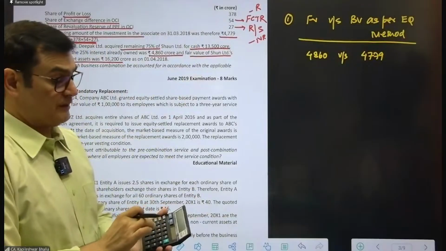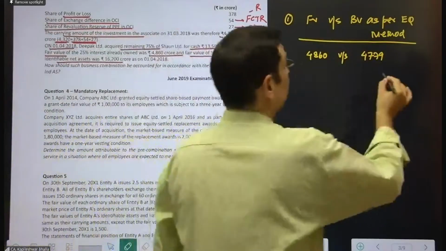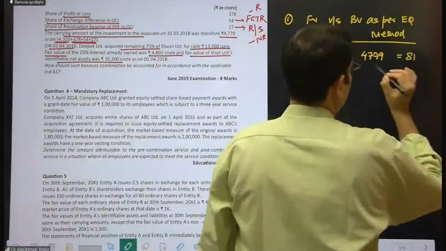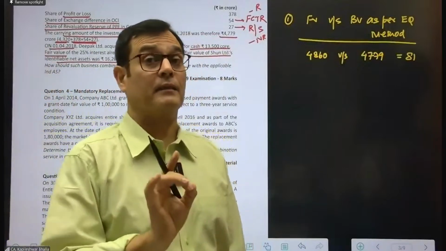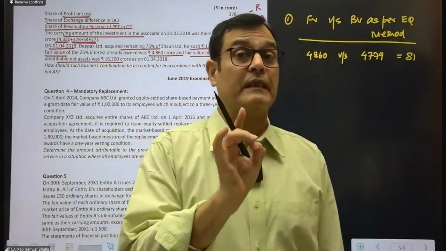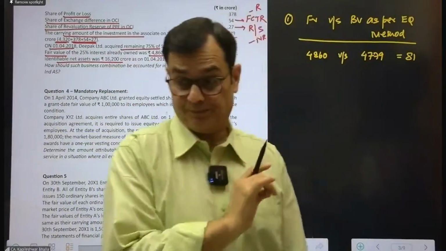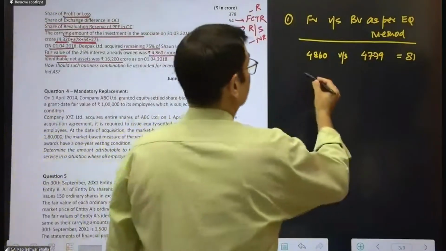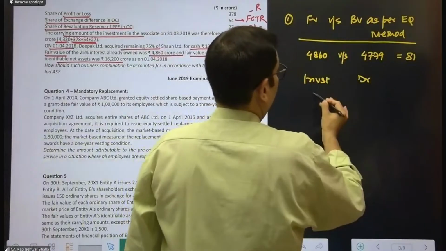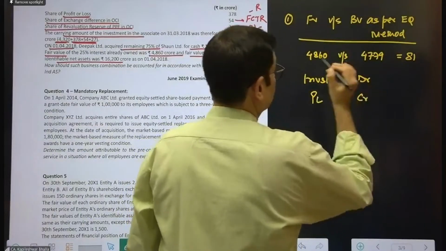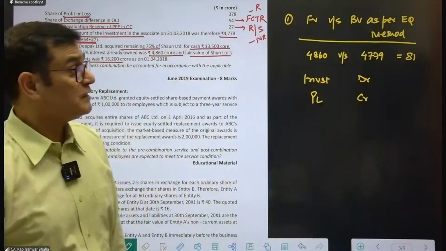4860 versus 4779. I think it's a difference of 81. So where will you take this difference, in the P&L or will it enter the OCI? I am under conversion of significant influence into a control. Because already we have the OCI balance, we need to record in OCI. No. This is going to be P&L. P&L. This is my first element.